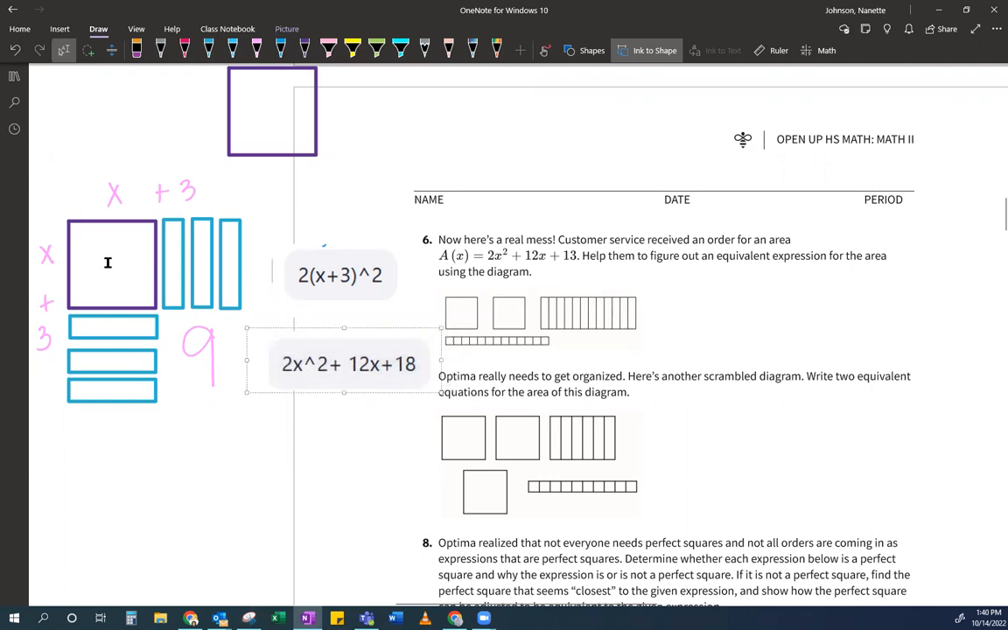And if you want to check the work, you should. It says 2x squared, check. It's 12 x's, so there's 6 here plus another 6 here. That's 12. 9 plus 9 is 18. Okay, me too.